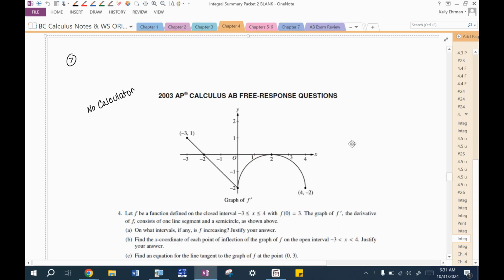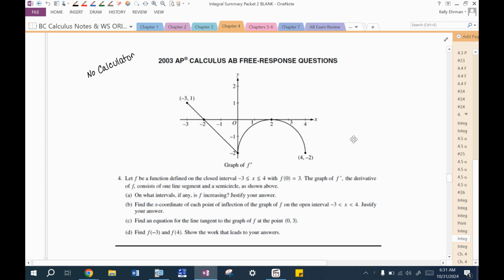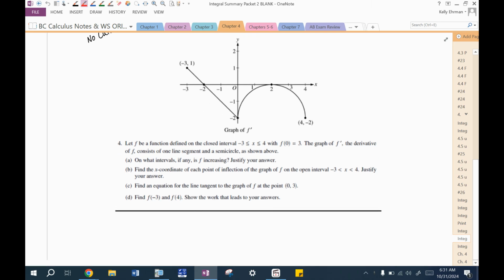All right, so we're on page 7 here. This is, again, no calculator. And we have yet again another graph that we're looking at, although this time it's f prime. So let f be a function defined on the closed interval -3 to 4. F of 0 is 3. The graph of f prime is a line segment and a semicircle. Okay. On what intervals, if any, is f increasing?